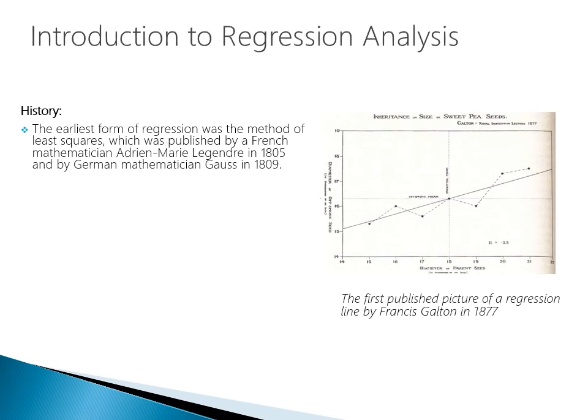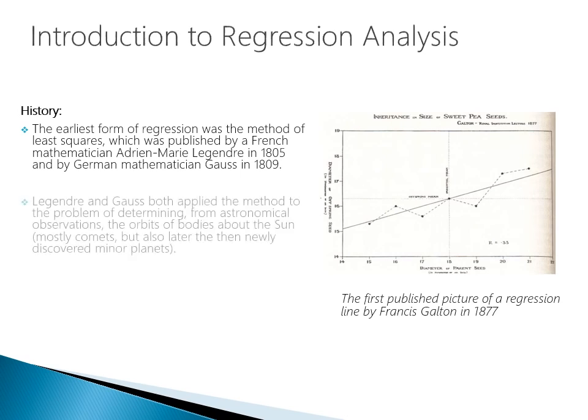The earliest form of regression was the method of least squares, which was published by French mathematician Adrien-Marie Legendre in 1805 and by German mathematician Gauss in 1809. Legendre and Gauss both applied the method to the problem of determining, from astronomical observations, the orbits of bodies about the Sun, mostly comets, but also later the newly discovered minor planets.